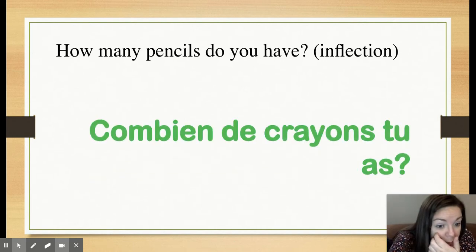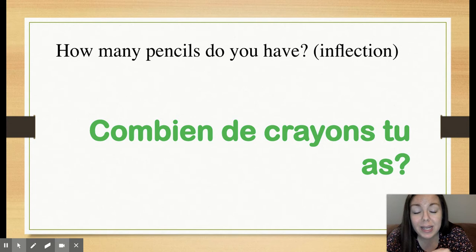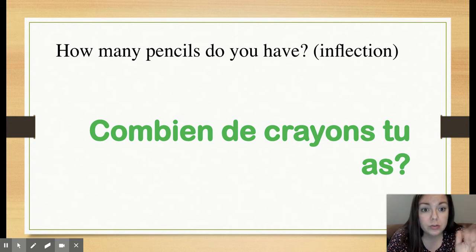Checking your answers. Combien de crayons? How many pencils? Tu as. Do you have? So that tu as is just you have question mark because we're using inflection. Combien de crayons tu as?